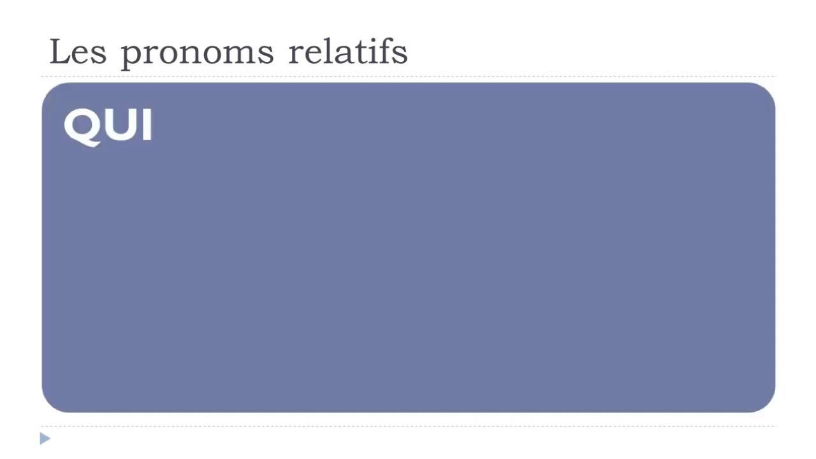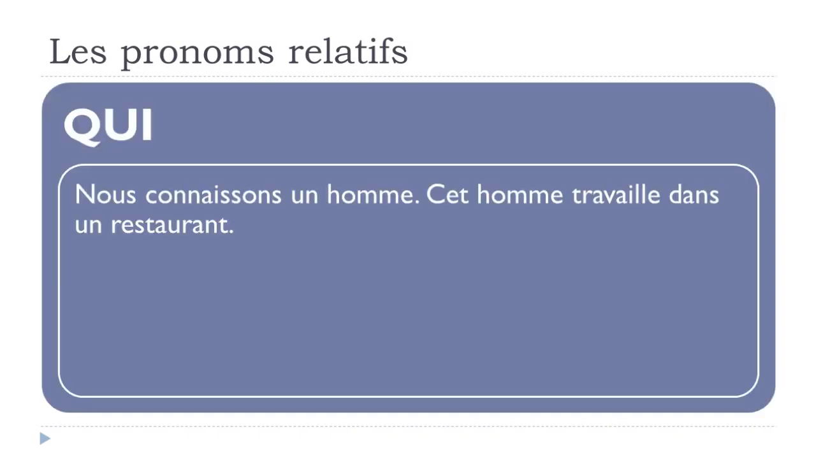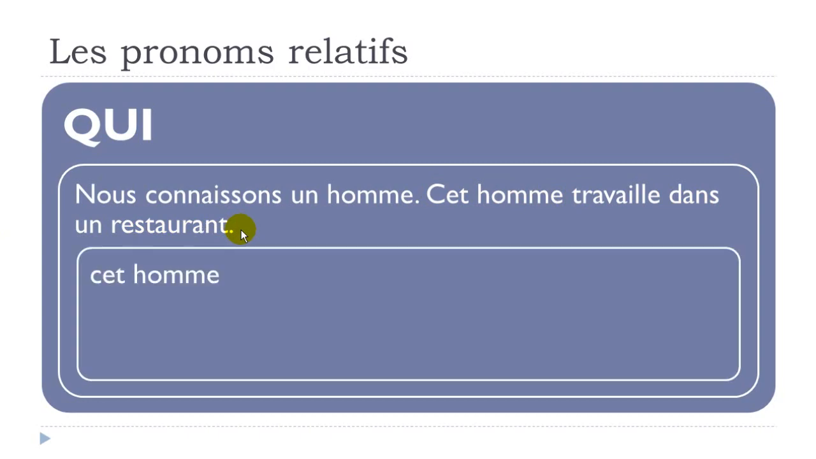Okay, so qui. So if we take this example, the first sentence, nous connaissons un homme. Okay, connaître is to know. Nous connaissons un homme. And then we've got the second sentence. Cet homme travaille dans un restaurant. Okay, so it's totally possible to have these two sentences like that. But then if you look carefully, we repeat cet homme or un homme. We've got here cet homme, and it's here in the first sentence as well.